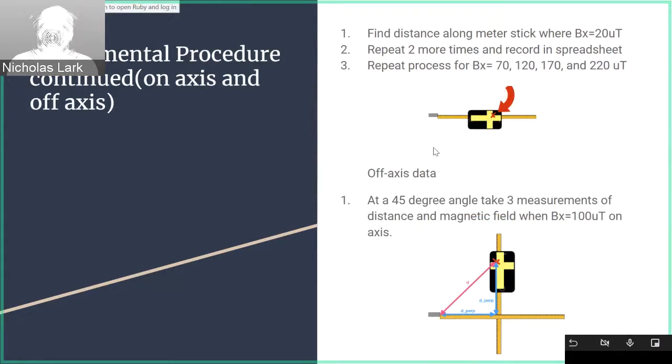Next, we were to find the distance along the meter stick where the magnetic field in the x direction was 20 microteslas, and we repeated this 2 more times and found the average of these distances. We did this for the following values. Also, we did this for off-axis data as well at a 45-degree angle by following the illustration below.